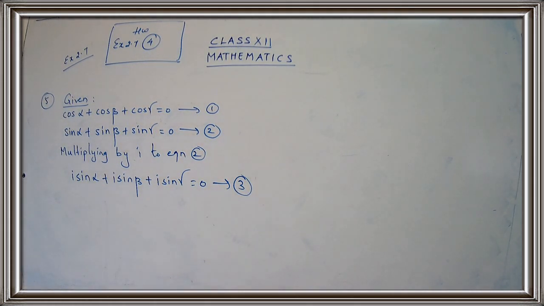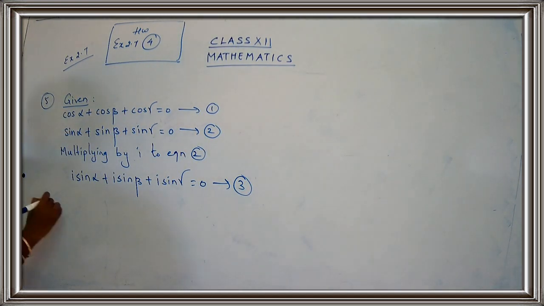Put that equation as number 3. Okay, are you clear till here? So we have taken the first two equations from the given part itself, and we are just multiplying the second equation by i. So we got a new equation over here, and now we are going to add equation 1 and equation 3.